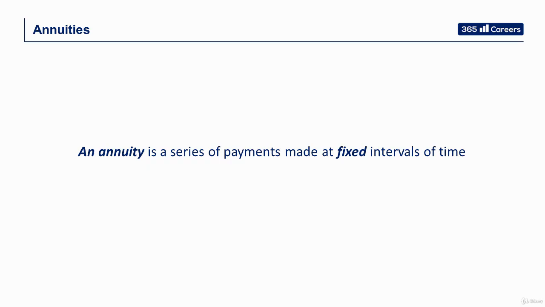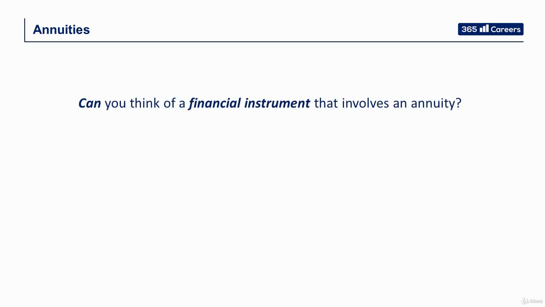An annuity is a set of payments made at fixed intervals of time. Why is this an important topic in the course? Well, it is important because many financial instruments and products are related to the concept of annuity.